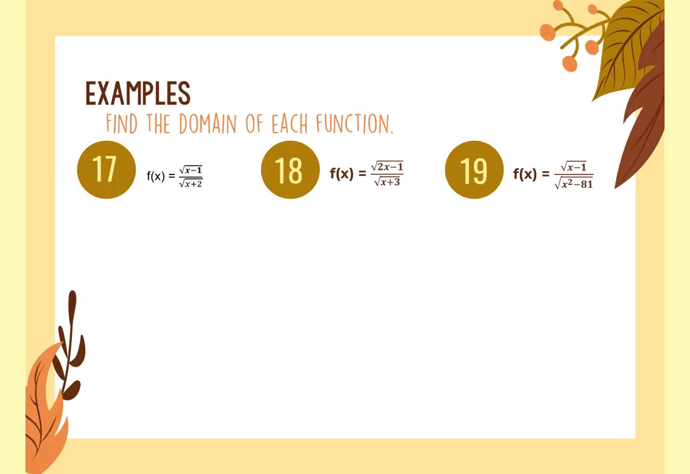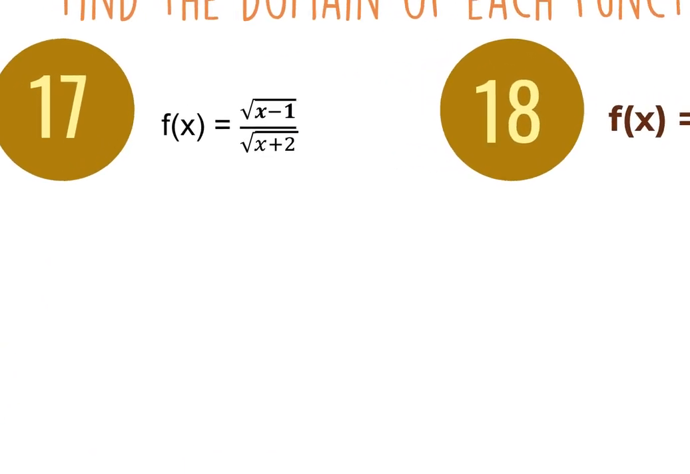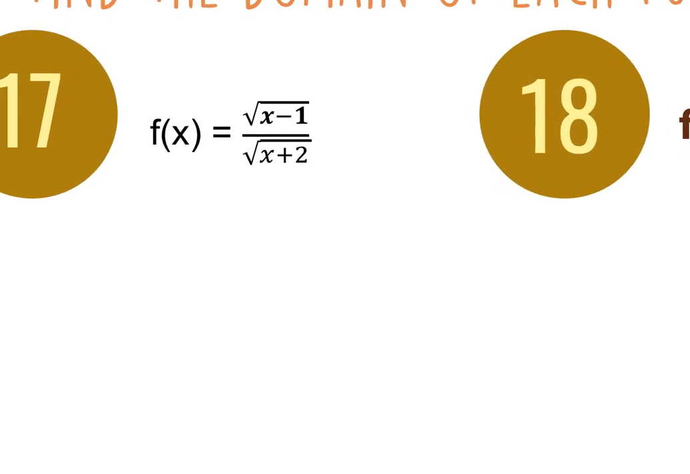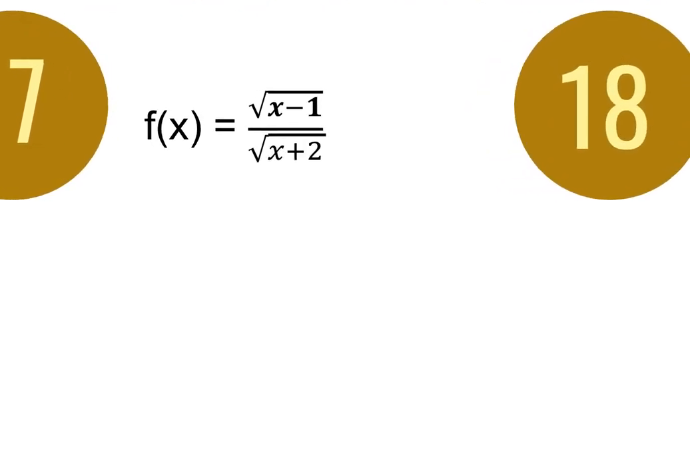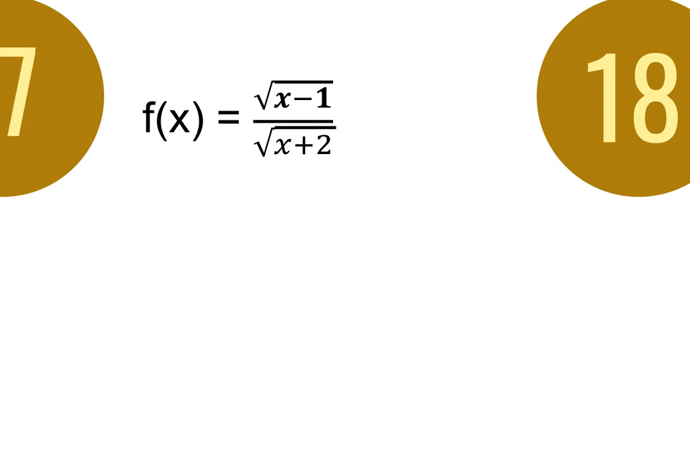Okay, so now this is where it gets a little bit more complicated because you've got more than one scenario happening. So for 17, we're going to treat them separately and then figure out where the overlap occurs. For the numerator, what would be the restriction on the square root of x minus 1? How do I find that restriction?